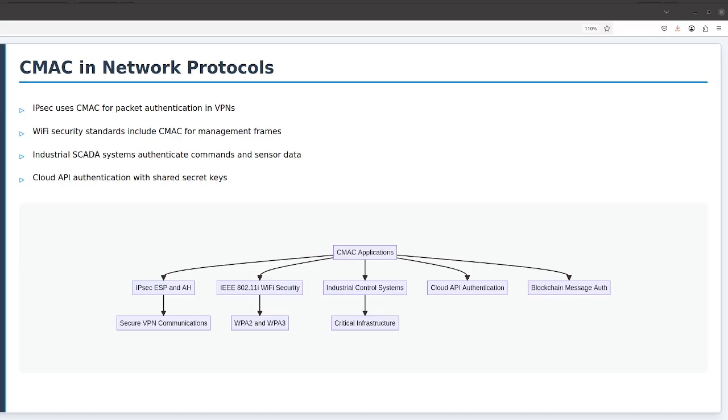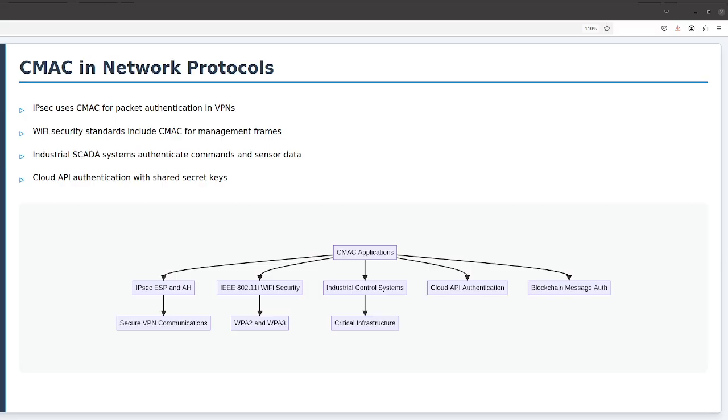In the realm of wireless networks, CMAC plays a role in securing communications. The IEEE 802.11i standard, which defines security for WiFi networks, includes CMAC as one of the approved MAC algorithms for protecting management frames. This prevents attackers from injecting fake management frames to disrupt network operations or perform man-in-the-middle attacks. CMAC is also specified in the cryptographic message syntax, which is used for digitally signing, digesting, authenticating, or encrypting arbitrary messages. This standard is used in various applications including S/MIME for secure email.